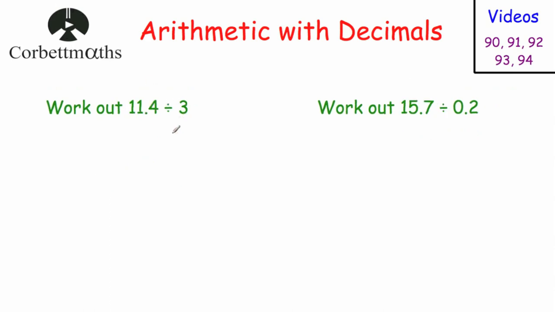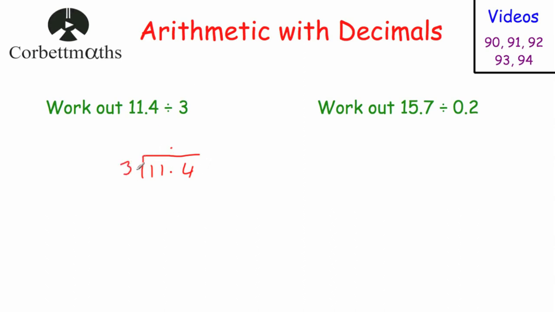So the next topic is division involving decimals. So we've got to work out 11.4 divided by 3. Now, whenever I'm dividing a decimal number by a whole number, well, that's quite nice, actually. You can just use the bus shelter method as normal, but just make sure that you put your decimal point in. So 11.4, the first number, goes under the bus shelter, or short division. And we've got the decimal point here, so we put it there in the answer. And we're going to divide that by 3.